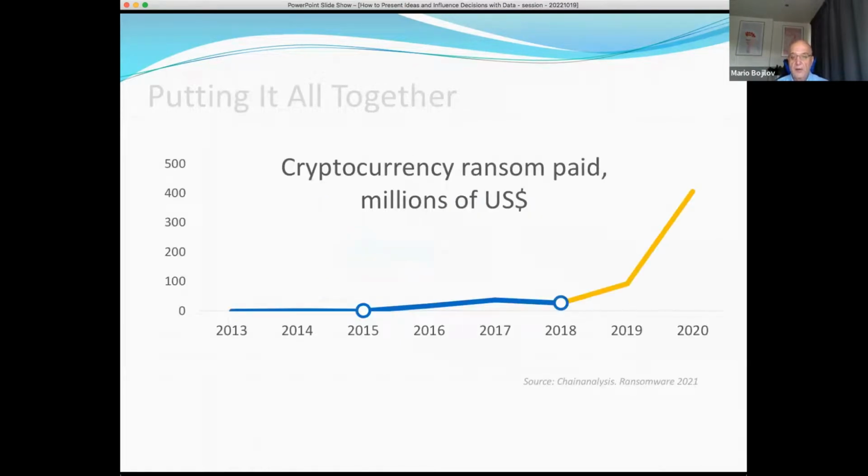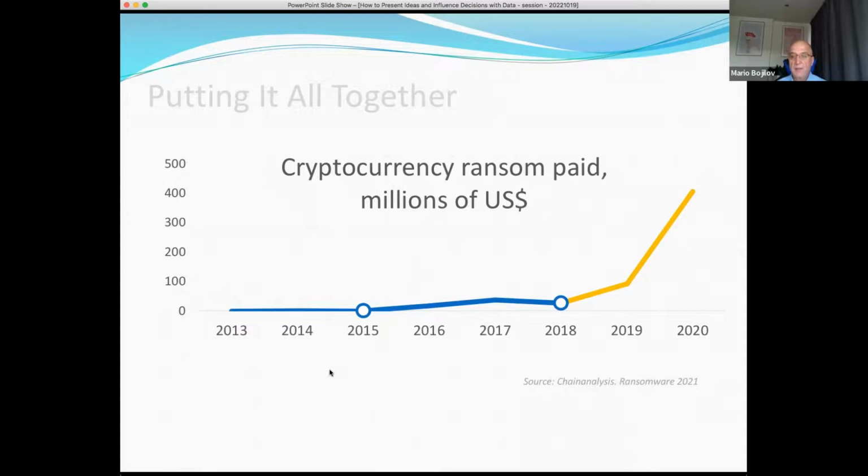Also, the financial impact. This is the chart that I showed you earlier, but have a look. In 2020, cryptocurrency ransom that was paid was around $400 million. $400 million. And just have a look how much the increase is between 2018, when it was probably 20 or 30 million, compared to 2020. So over 2 years, there's about 20 times increase, something like that. So we're looking at some huge financial impacts.